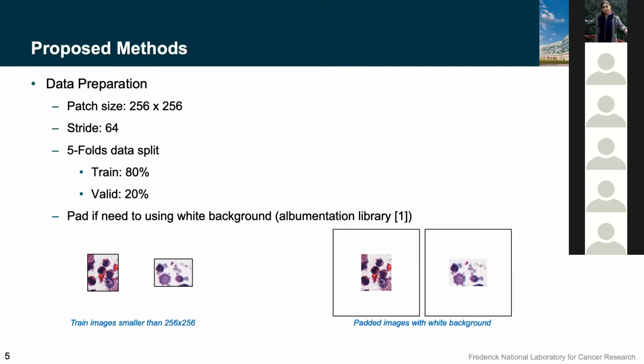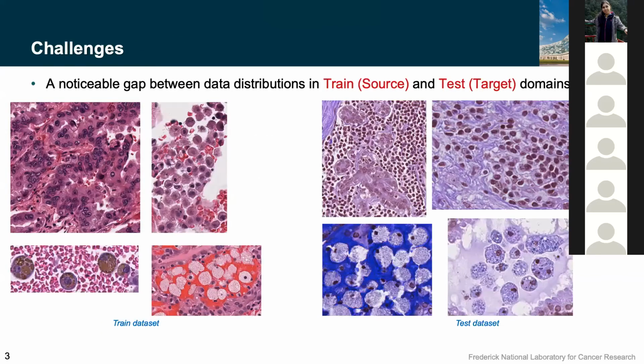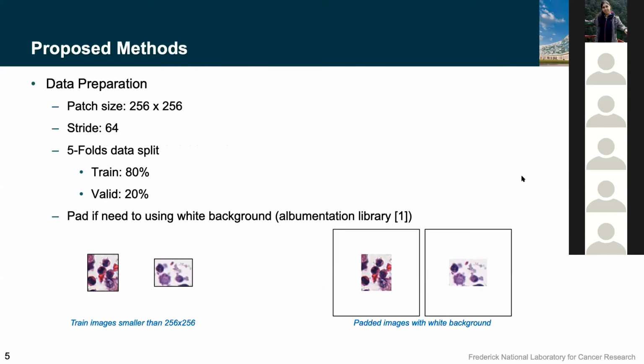And then there were some images that are smaller than our patch size. The picture on the bottom left shows the training images that are smaller than 256 by 256. In this case, we padded them with white pixels so that their size is equal to 256 by 256. And we used Albumentations, an augmentation library, in order to pad those pixels.